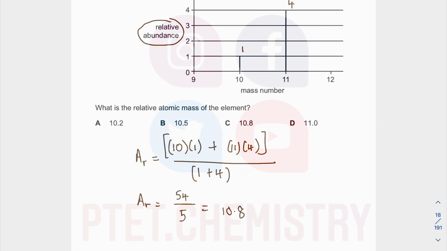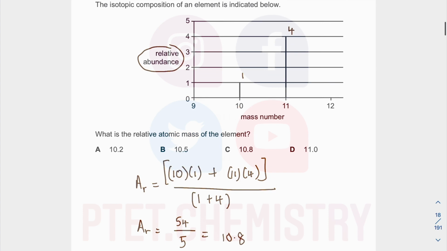And how do you know your answer is correct? Well, you have got a value 10 and 11. You're averaging something in between. So your value will be something in between, which is what this is. It cannot be 11 because you have a value at around 10 point something. You have a lot more of the 11 than the 10. So it will be closer to the 11. And this is closer to the 11 than closer to 10. So 10.8 is perfectly legit.